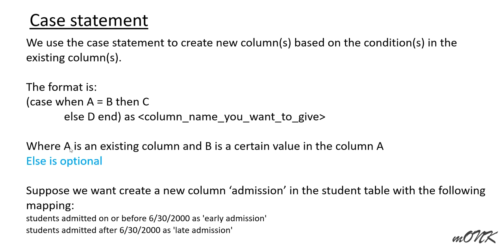Here A is an existing column, B is a certain value in the column, and based on the condition we provide a new column value. Okay, and here else is optional. A typical question could be: suppose we want to create a new column admission in the student table with the following mapping.